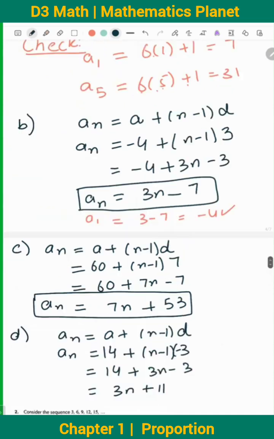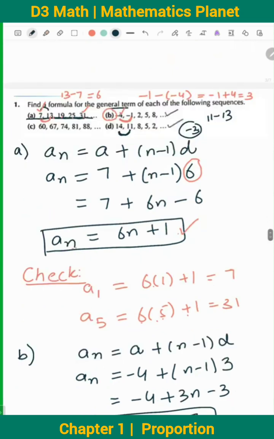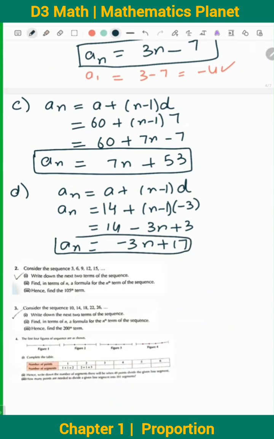I'm just telling you how to find the difference. Subtract the first term from the second term. So you will do 11 minus 14, which is equal to minus 3. So the difference is going to be minus 3. So there is a mistake. Minus 3n plus 3. So you will get minus 3n plus 17. This will be your general term. Got it?